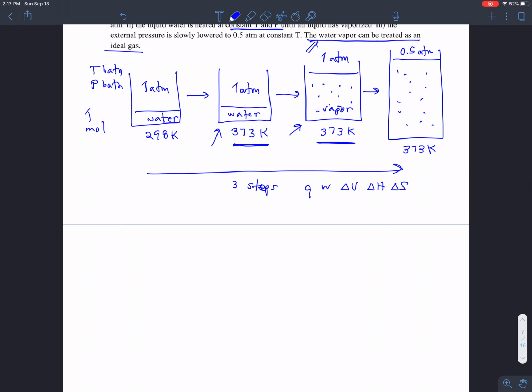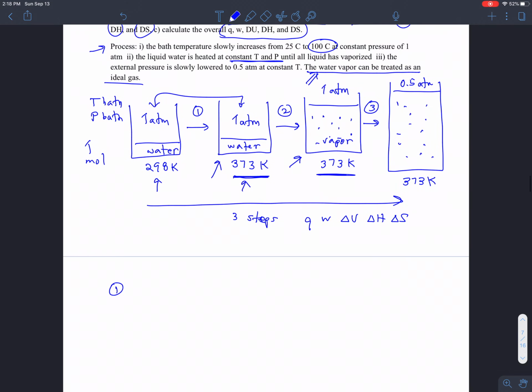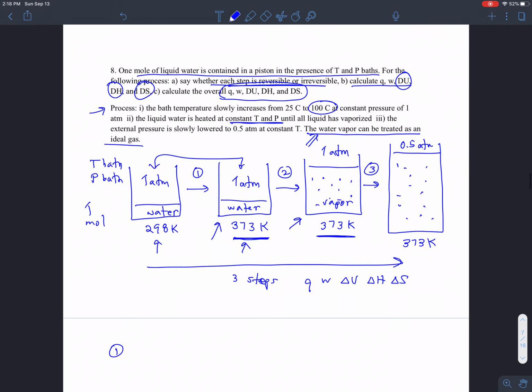All right, so for the first step, let's call this 1, this 2, this 3. For step 1, we're just warming something at constant pressure from 298 to 373. It doesn't actually say, does it? So maybe it isn't the best wording. Let me see what it says. The bath temperature slowly increases from 25 degrees C to 100 degrees C at constant pressure.